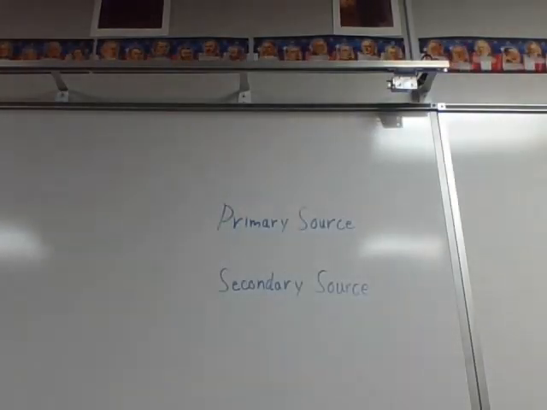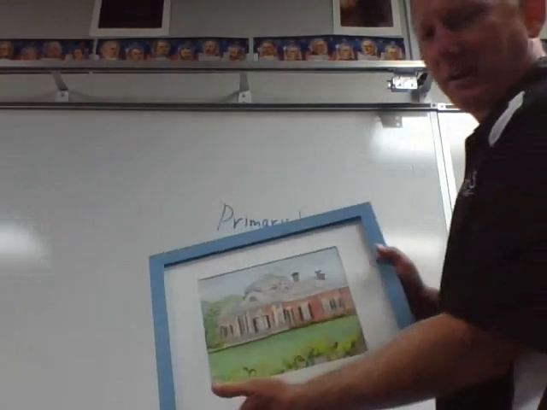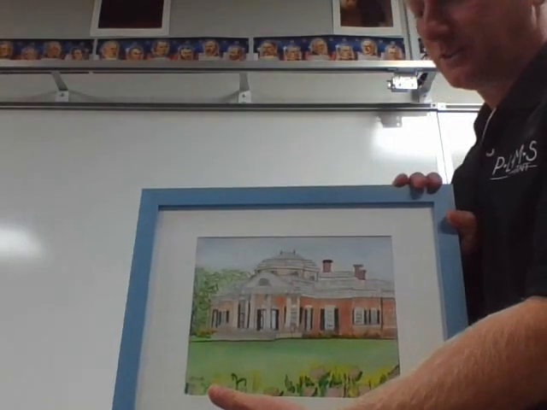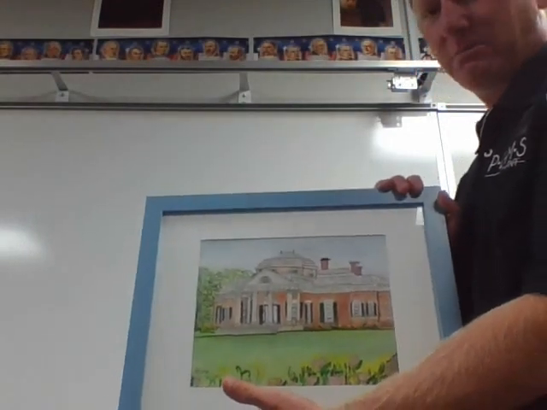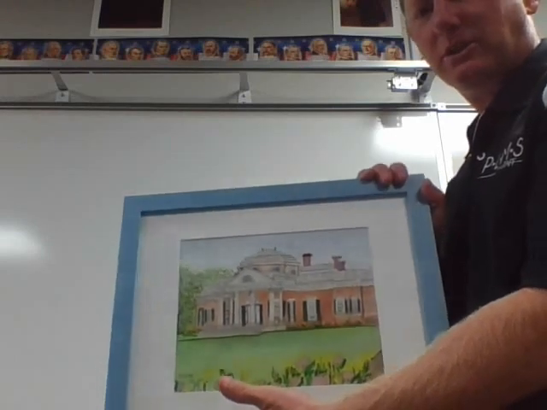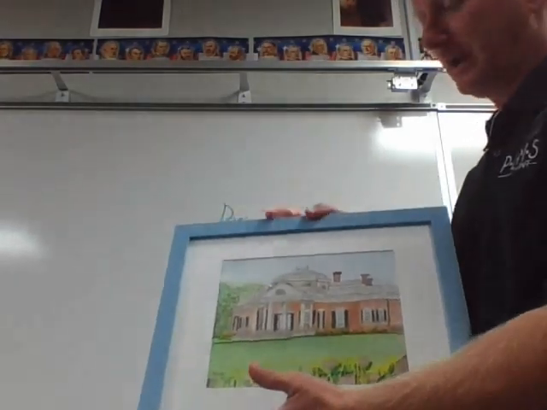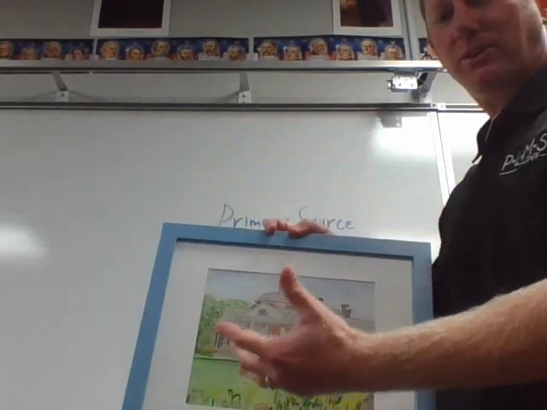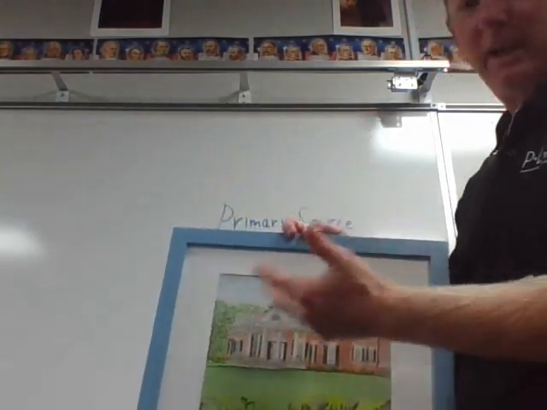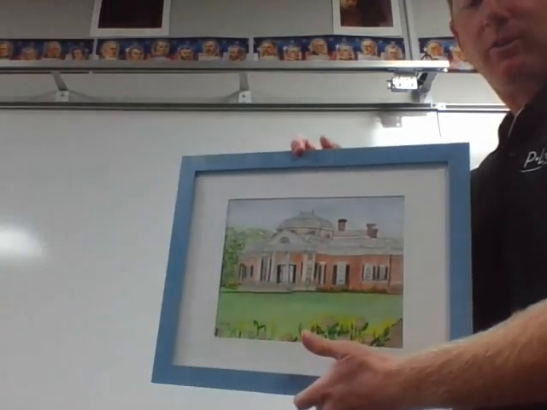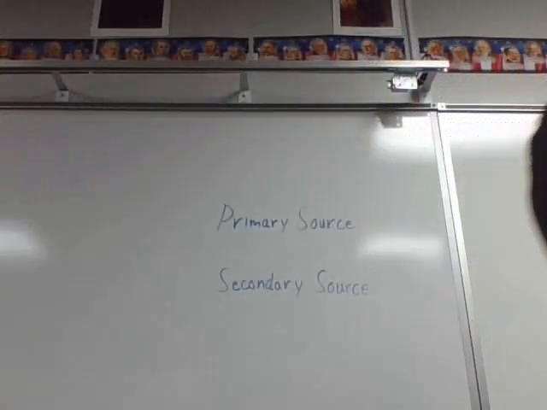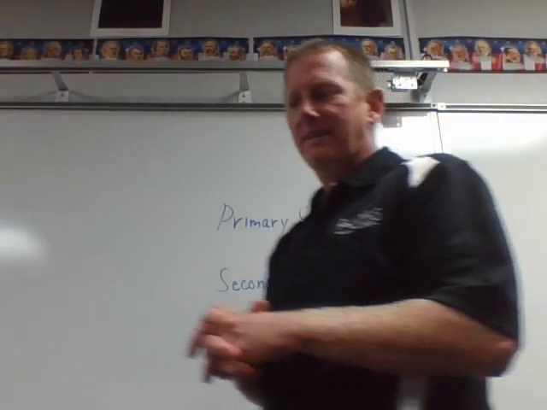Another primary source would be this right here. This is a painting that was done by my mom of Thomas Jefferson's Monticello. Now, she was at Monticello. She didn't create Monticello, but she's the one that did this painting. So this painting would be an actual primary source, since it was made by the person who created it. It's not a copy of it. It's the real, actual one that she made. So that would be an example of what a primary source is.